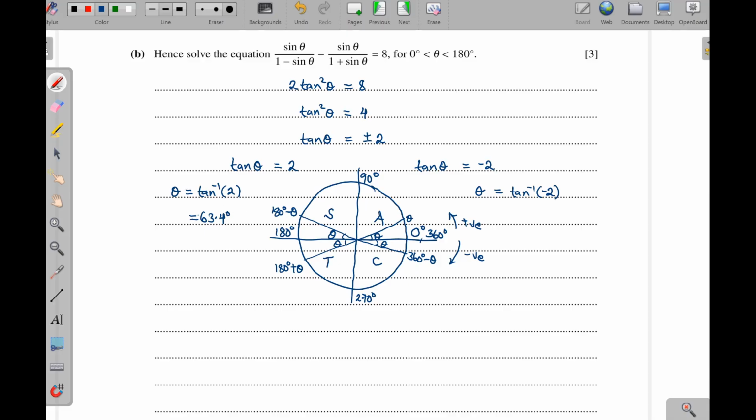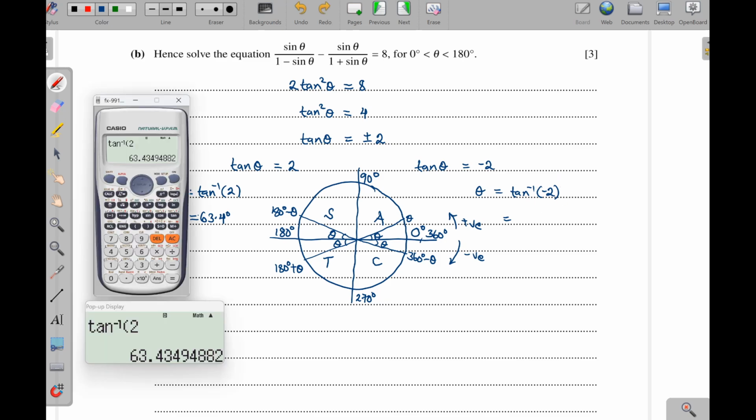Then the next one, where tan is positive, will be 180, then plus this theta you have gotten. But this would be beyond the 180, and yet our domain wants us to end here. So I'll leave that. Then this one here, it's a negative.